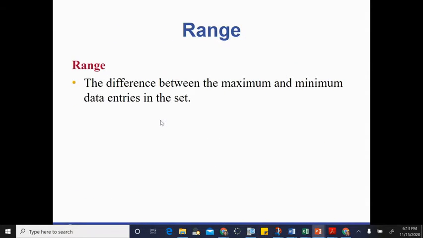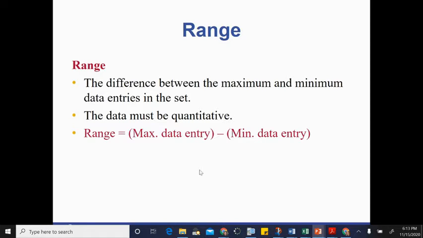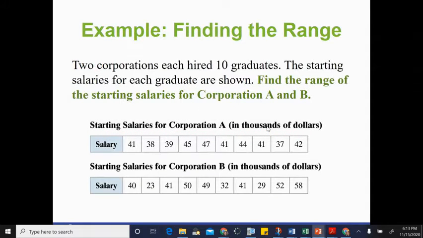And so first the range. This is the easy part. It's just saying what is the difference, meaning subtract, between the highest and the lowest data entry that you got in your answers. And of course, it's going to be a number. And here it is again, your highest minus your smallest. And it's that simple. So let's do an example.